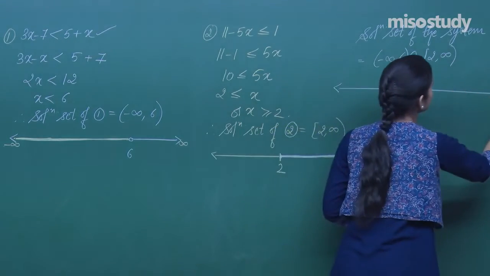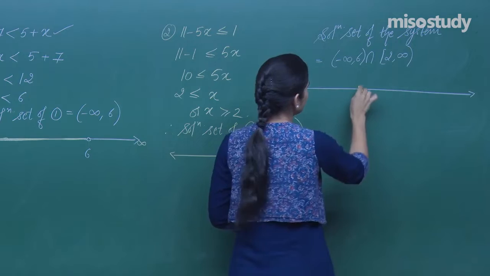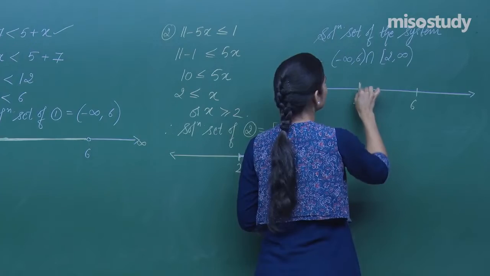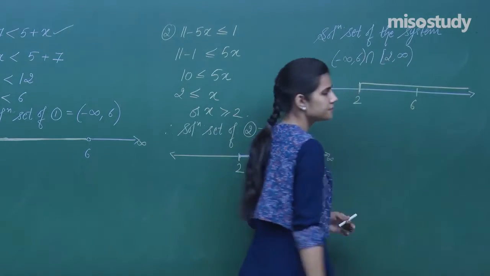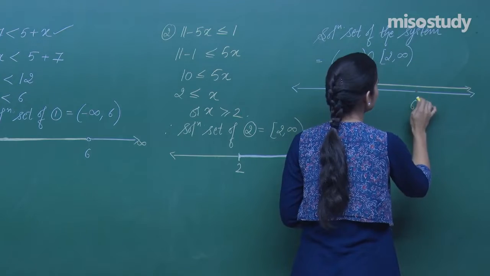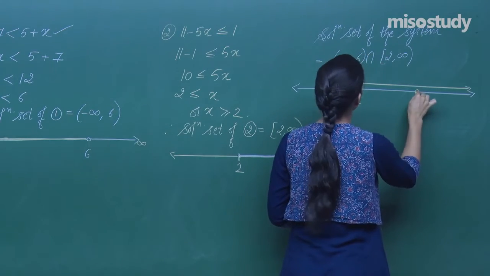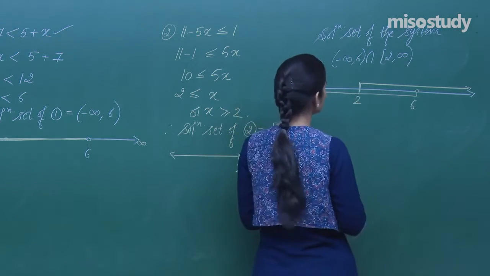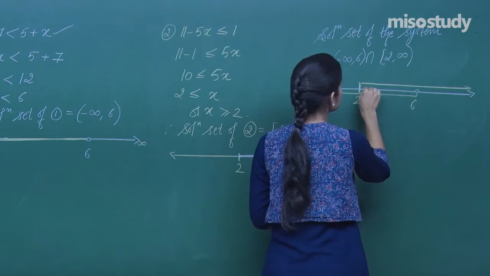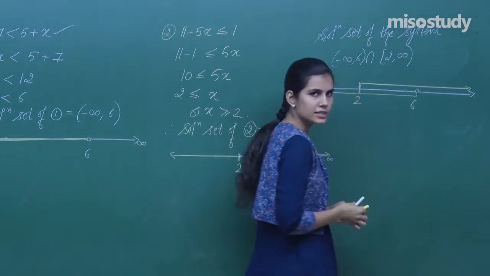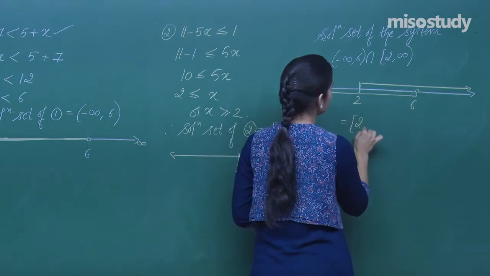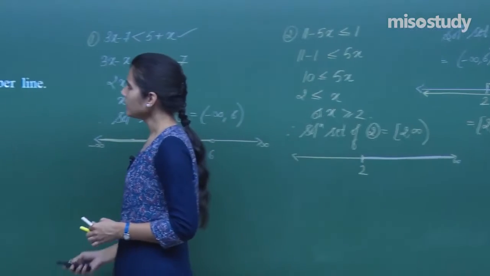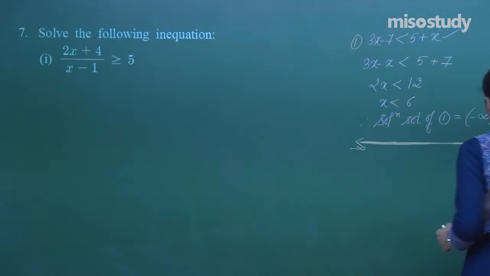If I draw this intersection on the number line, basically this is 2, say this is 6. One is including 2 and everything after it, and the other is excluding 6 and everything before it. So the common portion comes out to be this one, this complete and hollow 6. So the intersection is actually 2 comma 6, 2 closed, 6 open. Clear? Moving to the next, we have solve the following inequation.